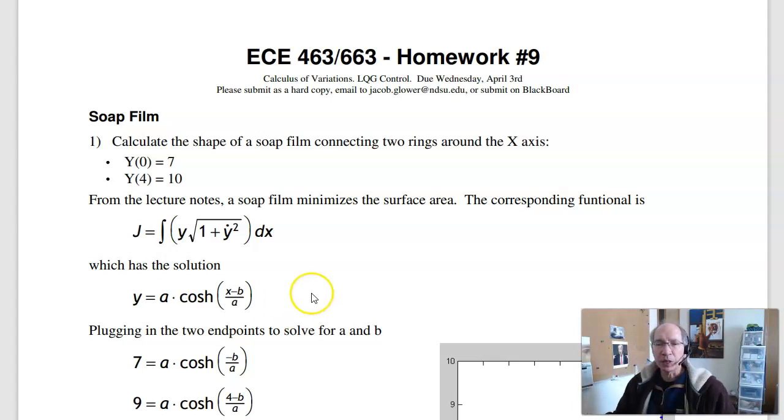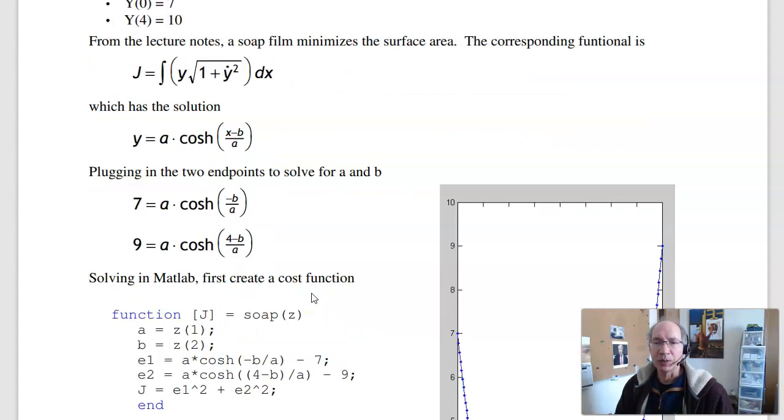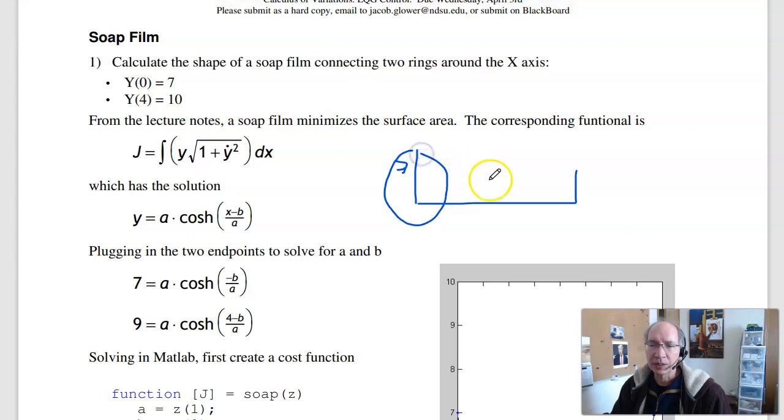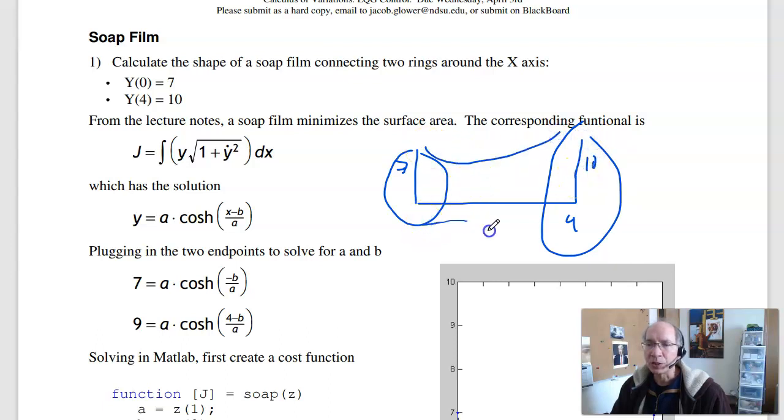The first problem is find the shape of a soap film. What a soap film does is it minimizes the surface area. So the problem I have is I've got two rings, one centered at 0, radius of 7. That ring kind of spins around. The other one's at 4, radius of 10. Find the shape of that soap film.